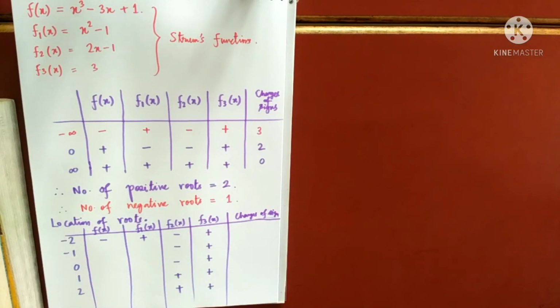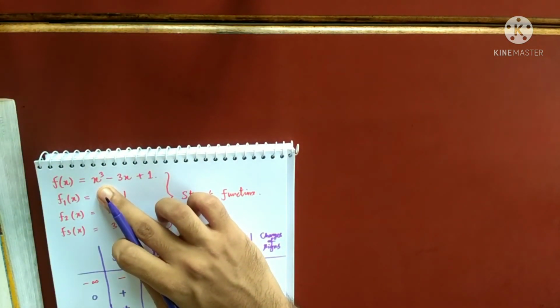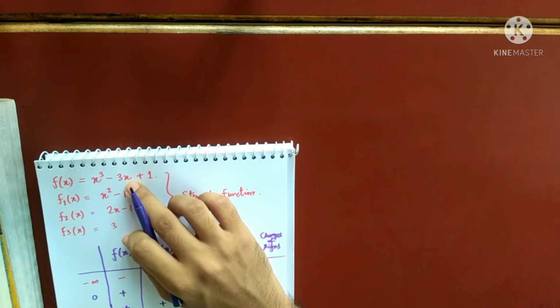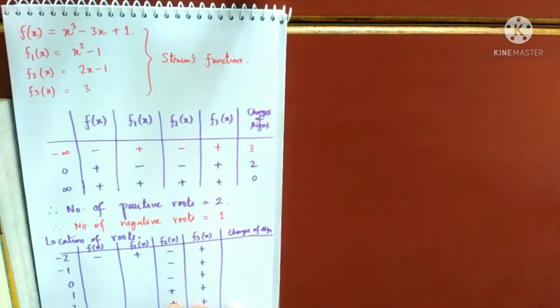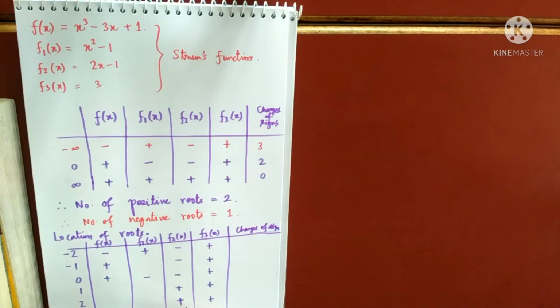You may check here also. Let's check for f(x) when I am putting -1. -1 cubed is -1, right? -1 plus 3, so it is becoming plus. At 0 it is becoming plus. 0 is also easy to compute. It is becoming minus at 0. And at 1, it is becoming negative. And at 2, it is becoming positive.